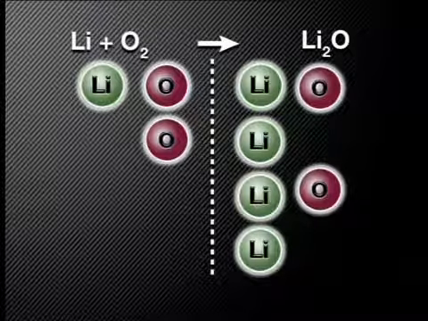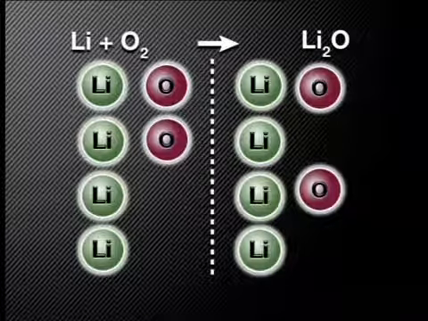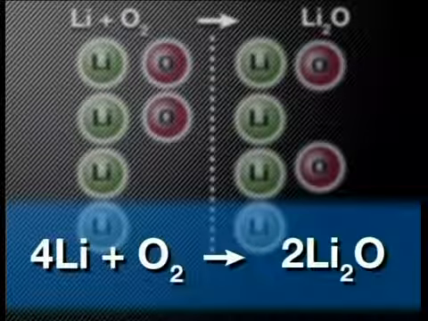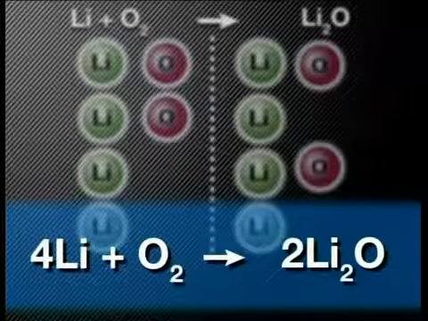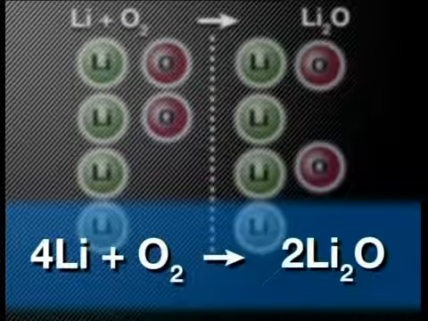I can show this by writing a 2 in front of the formula. Now the number of oxygen atoms is the same on both sides of the equation. But can you see we have a problem with the lithium atoms? In total, there are 4 lithium atoms in the product and only 1 as the reactant. Can you see that we need to have 4 lithium atoms in the reactants? We can show this by writing a 4 in front of the Li. This chemical equation, 4Li plus O2, react to form 2Li2O, is now balanced.